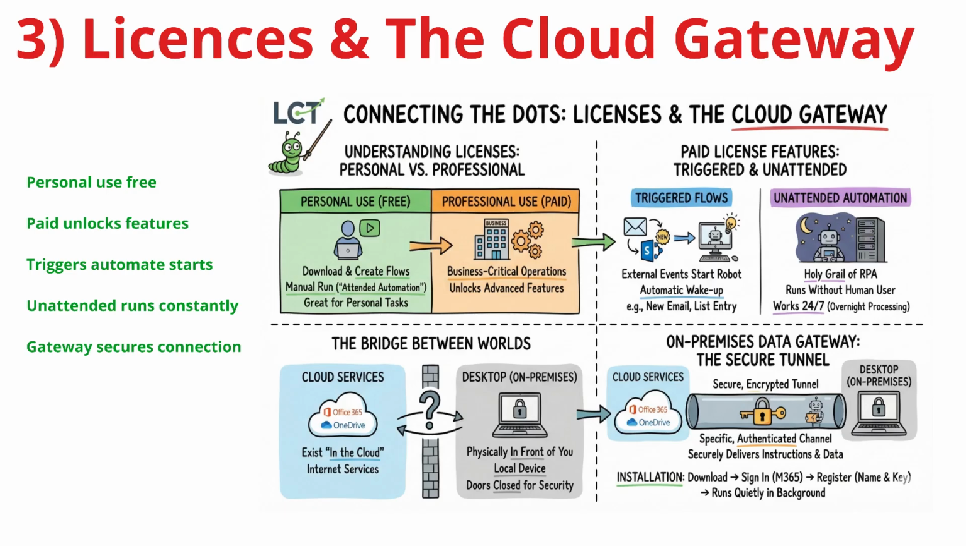But how does the internet talk to your local machine? Your desktop is secured with closed doors, while cloud services exist online. The solution is the on-premises data gateway. Think of it as a secure encrypted tunnel creating a specific authenticated channel. Once installed and registered with your Microsoft 365 account, it runs quietly in the background, securely delivering instructions from the cloud directly to your desktop robot.